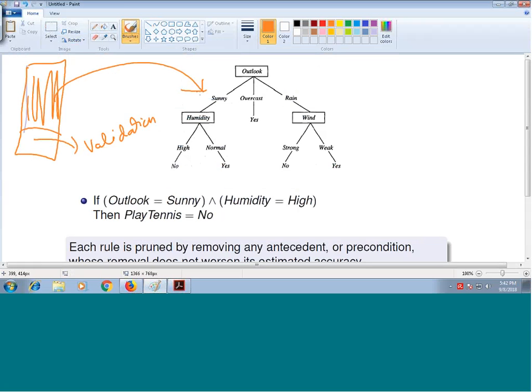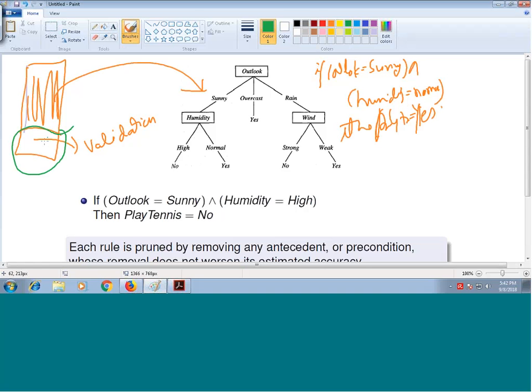When this tree came out, you wrote a rule like this: if outlook is equal to sunny and humidity is equal to normal, then play tennis is equal to yes. You write this expression, then you check it against the validation set. Somewhere you would see sunny and normal, and it has been classified as no. If it is classified no, then this rule is not good.